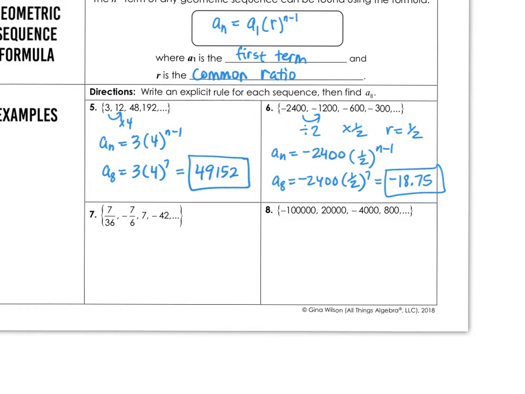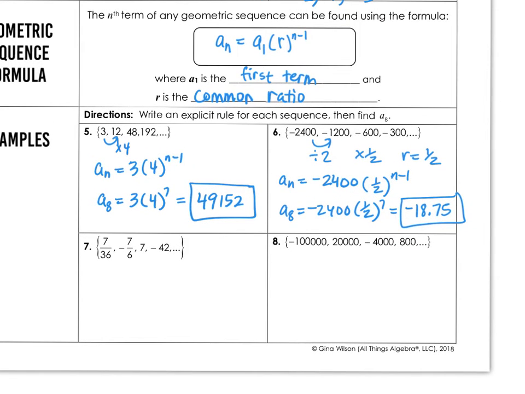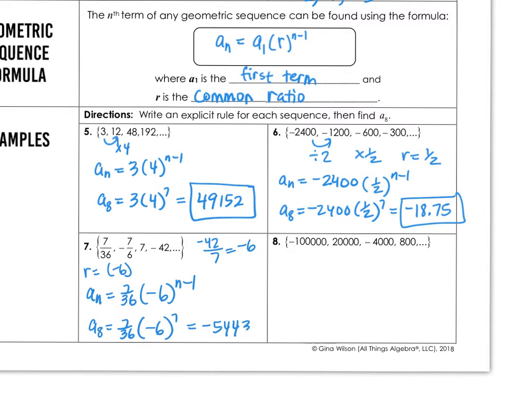All right, that one's a little bit more complicated, number 6. So I'm going to use these last two terms to figure it out. Negative 42 over 7, well, that's just negative 6. So that means we are multiplying by negative 6 each time. So that's my r. So the nth term can be found by taking the first term and multiplying by negative 6, n minus 1 times. So then the 8th term would be 7 over 36 times negative 6, 7 times. And yes, you definitely want to use a calculator on this because it gets yucky. Okay, so there's the 8th one.